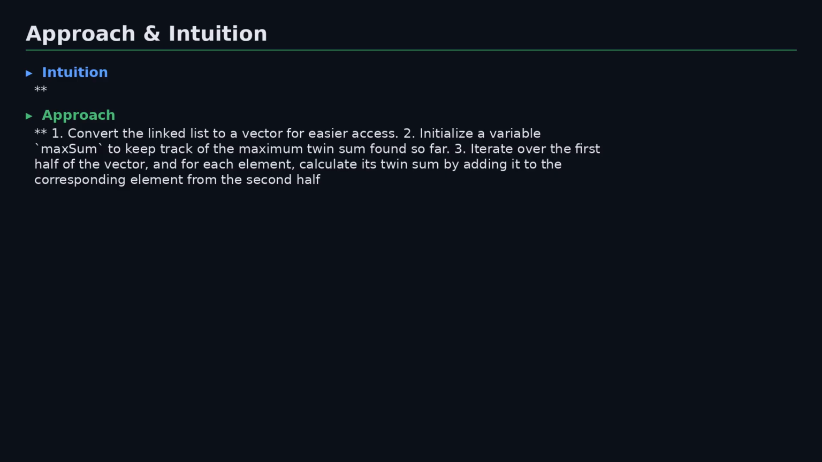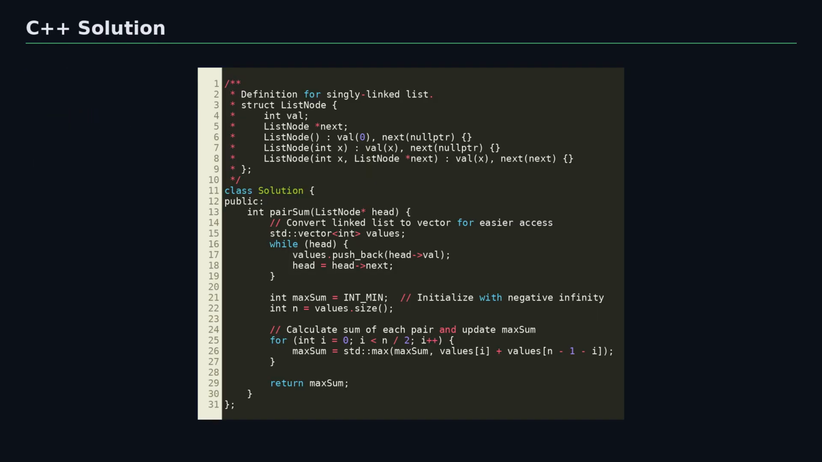Now, let's take a look at the code. We start by defining a function called pairSum that takes a linked list as input. Inside this function, we create an empty vector called values to store the elements of the linked list. We then use a while loop to traverse the linked list and push each element into the vector. Next, we initialize a variable called maxSum to -infinity, which will store the maximum twin sum found so far.